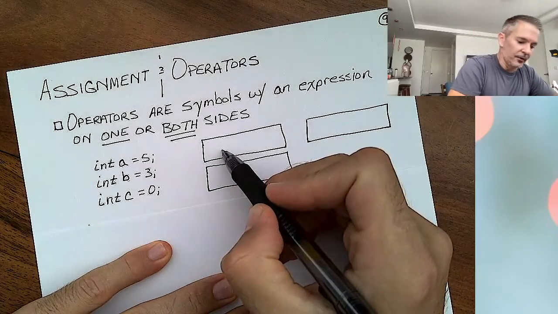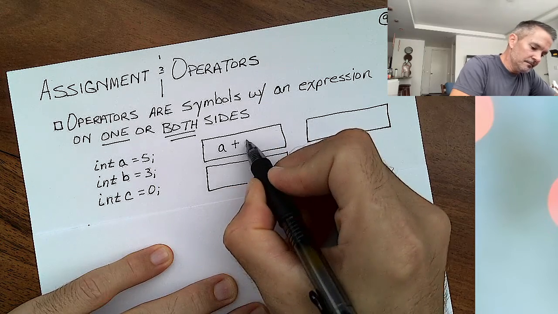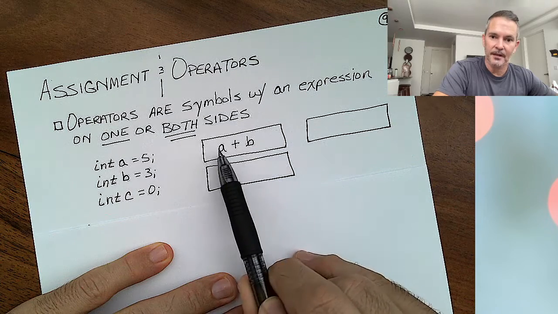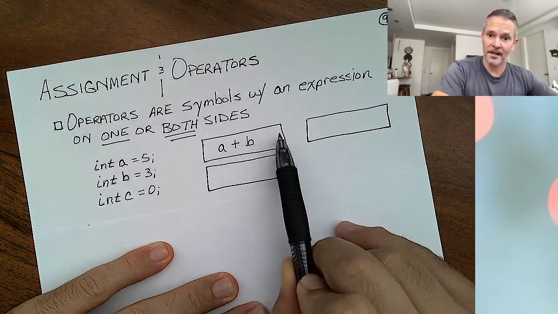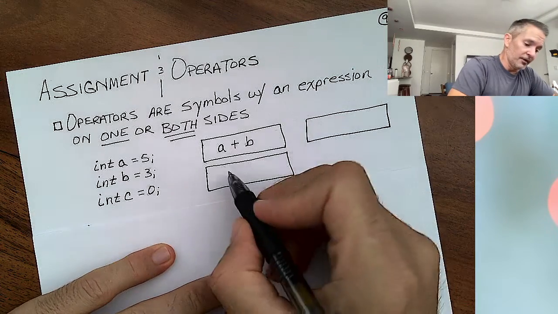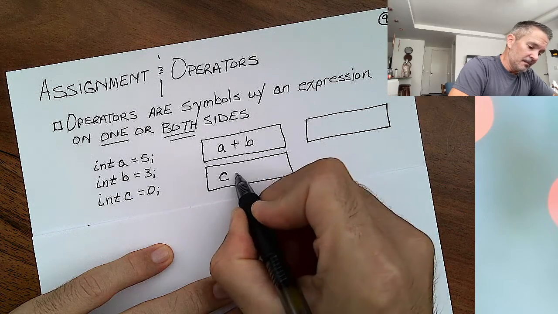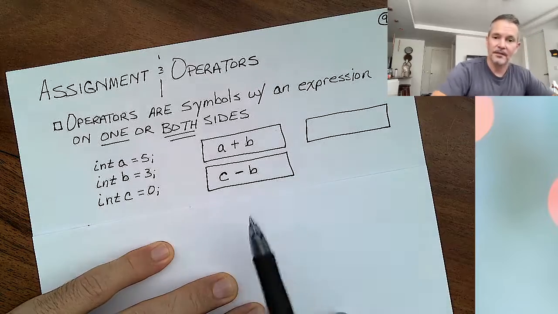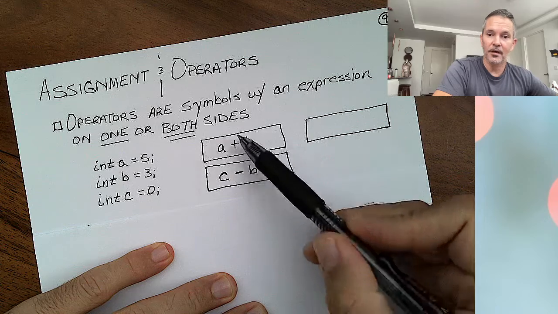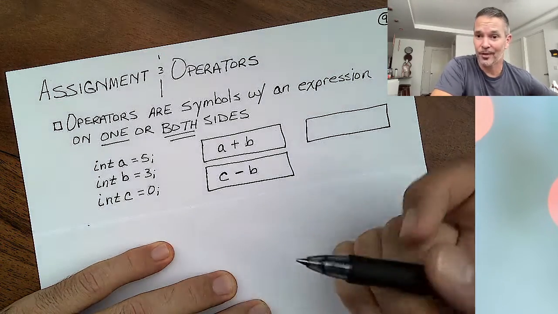An example operator that I could use would be a plus b. Here we have two sides of the expression, a and b, the left-hand side and the right-hand side, and an operator, the addition operator. Another example might be c minus b. That would give us the value -3, okay? So both of these are operators. They're math operators. Just like you would expect them to work, that's how they work.